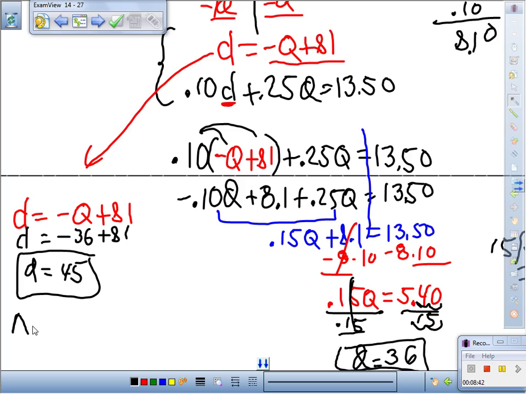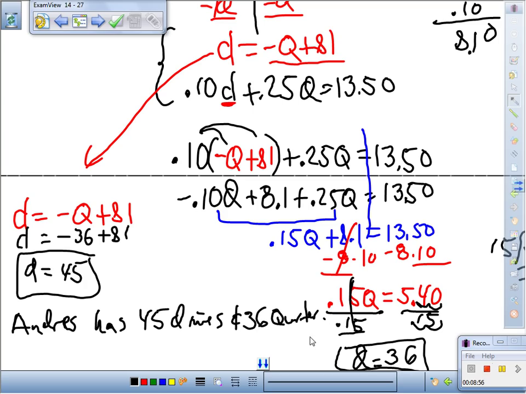Therefore, Andres has 45 dimes and 36 quarters.